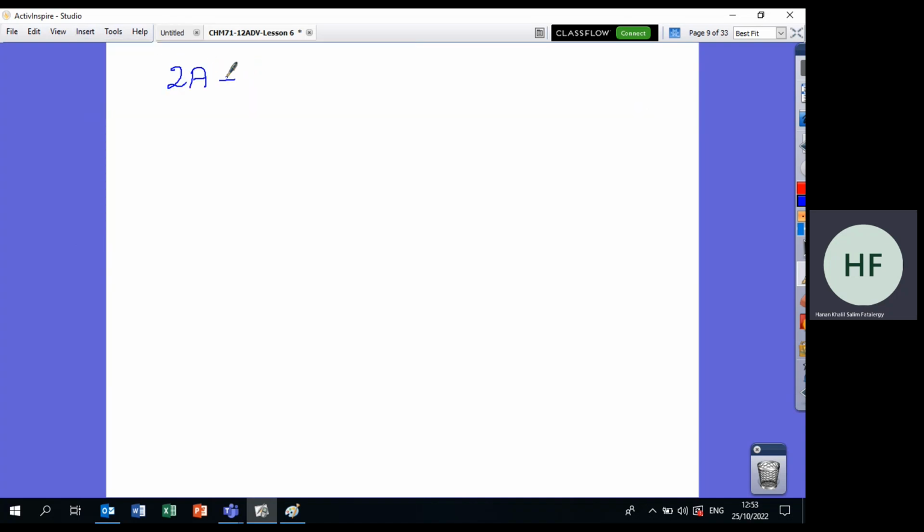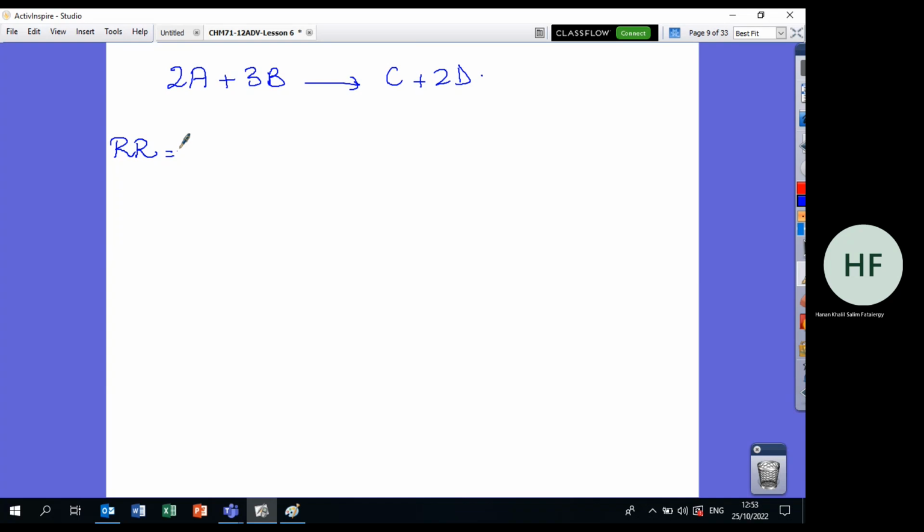If you have this reaction, 2A plus 3B gives you C plus 2D, now I want to write the reaction rate for A. Now A is a reactant, so I will put minus delta A over delta T. Now what about this 2? Don't forget, this 2 will become 1 over 2. Whenever you see a coefficient, you make it 1 over the coefficient.